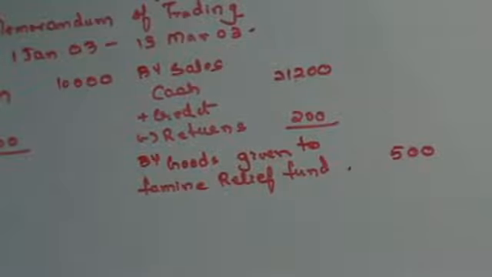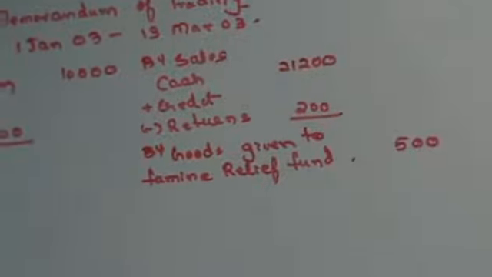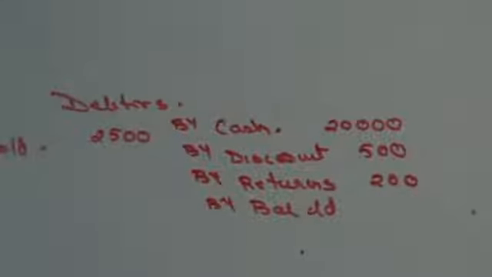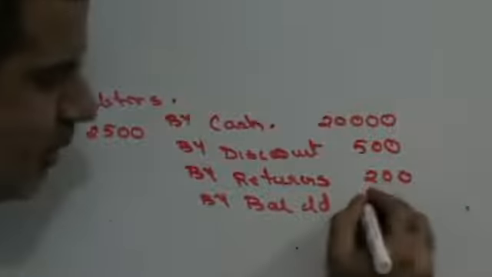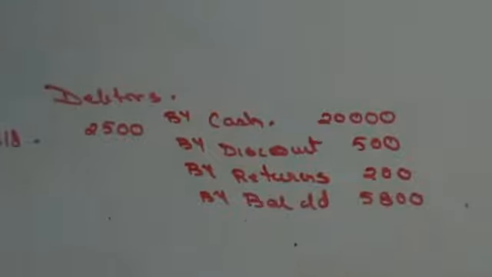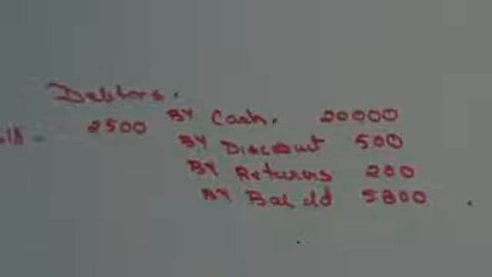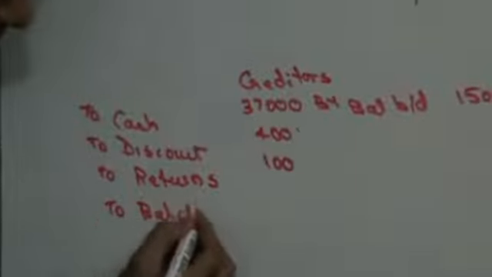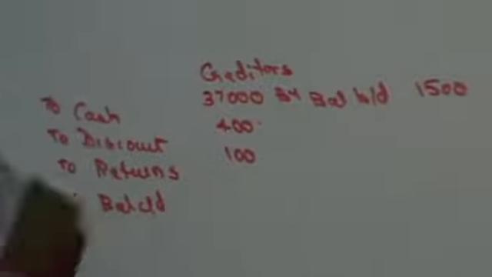Next, closing stock of debtors. Debtors account on the credit side by balance carry down. Closing stock of debtors is 5,800. Closing stock of creditors will be creditors account on the debit side to balance carry down. Amount is 3,000.